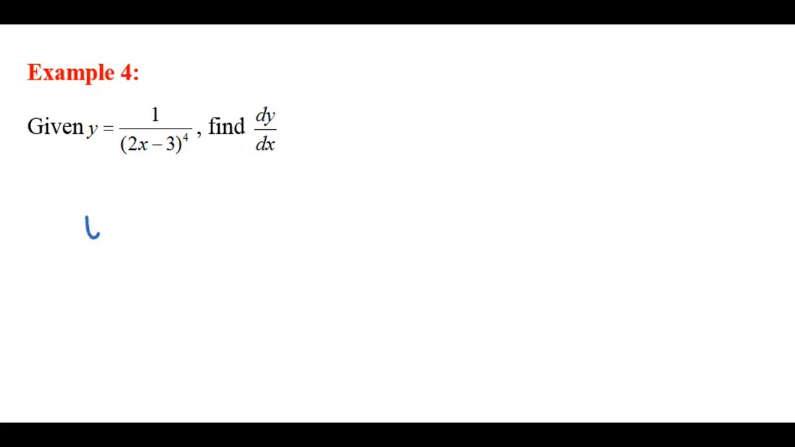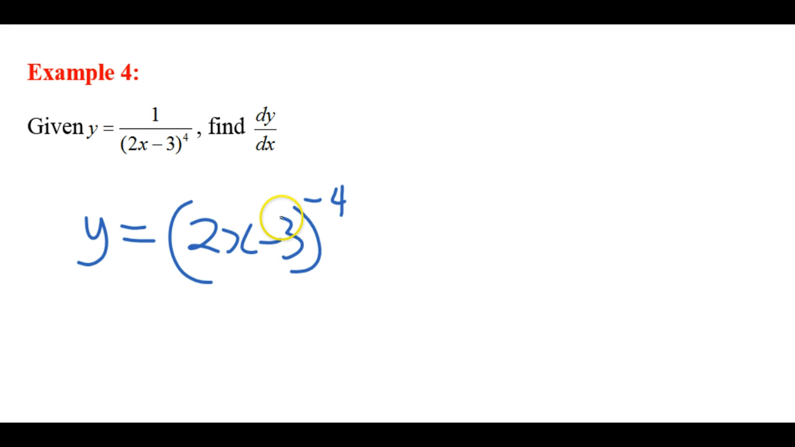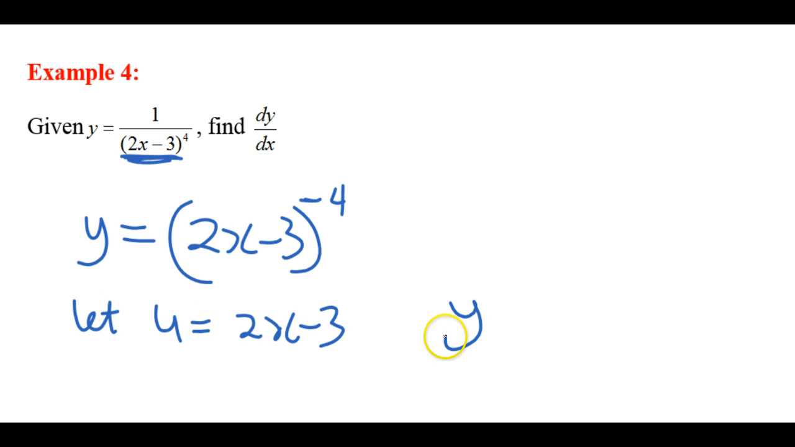And so what we can do is rewrite the equation as (2x - 3) all to the power negative 4, by reciprocating. I mean, let the denominator go up and then the power becomes negative. So when that is done, it will look like what we have already. If you let u be equal to 2x minus 3, then your y now becomes u to the power negative 4. And so you can go by the same process and then you get your answer.